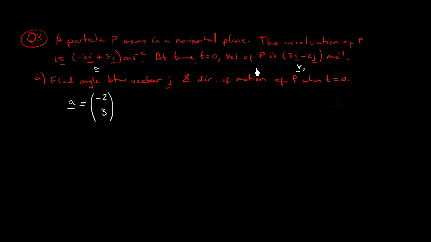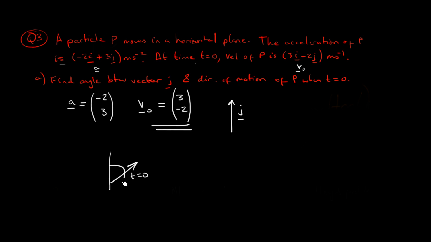Now to think about the velocity. The velocity at time 0, we're going to call v naught, is equal to 3 minus 2. So 3 for the i component, minus 2 for the j component. They ask us for the angle between vector j, which I'm going to draw here. Vector j points up, and it's a unit vector pointing upwards. And the direction of P when time t is equal to 0. The direction of motion of P is given by its velocity. That velocity tells you what direction it's moving at t equal to 0, and therefore the angle between that direction and the j, which is this one, is what they're asking us for.